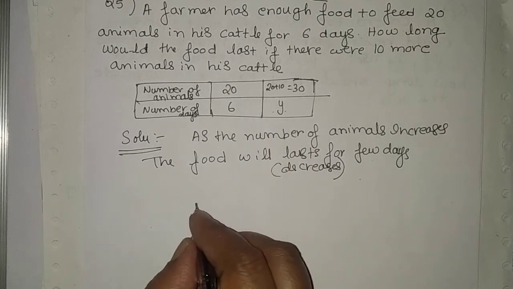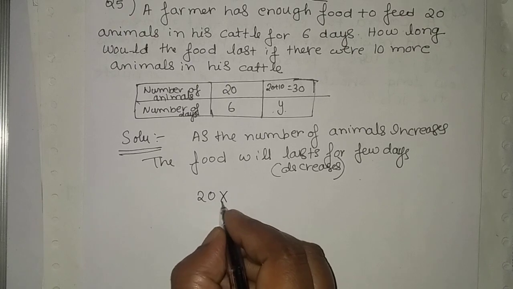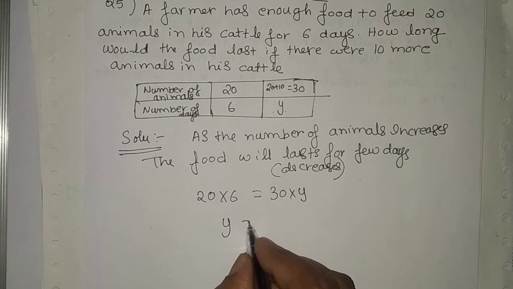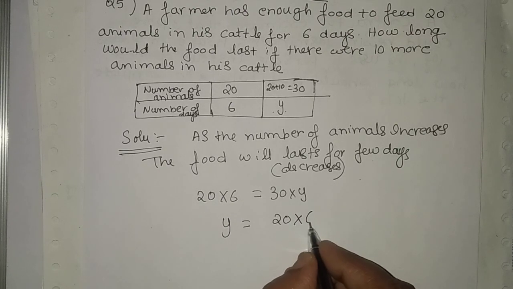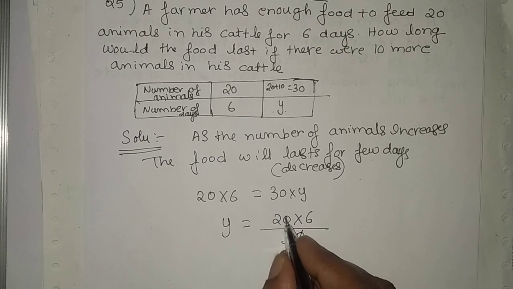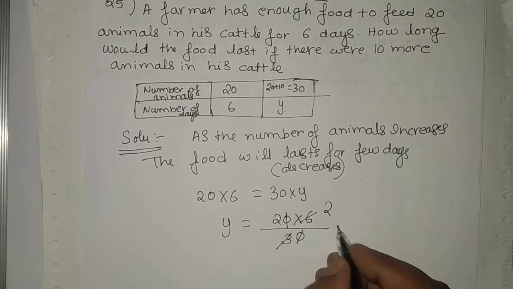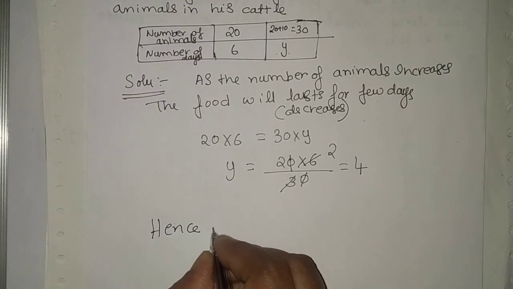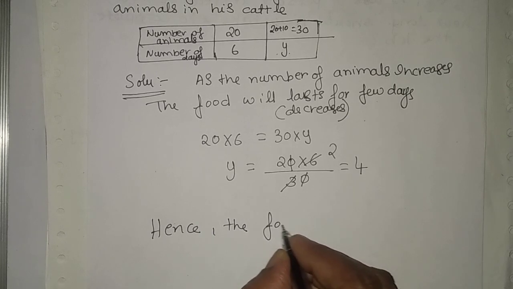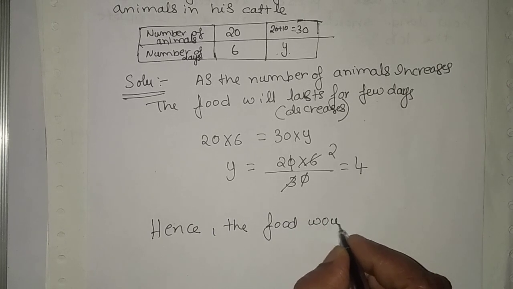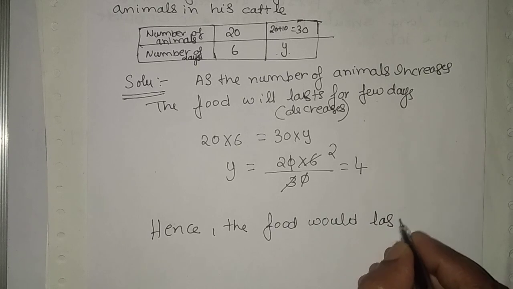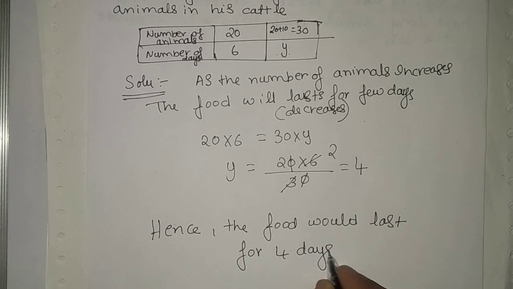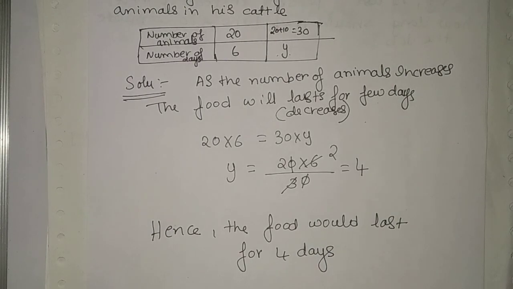Now we'll take this table, that is 20 into 6 is equal to 30 into y. Therefore y is equal to 20 into 6 by 30. 3 ones are 3, 3 twos are 6, so 2 into 2 is equal to 4. Finally, hence the food would last for 4 days. So this is the solution.